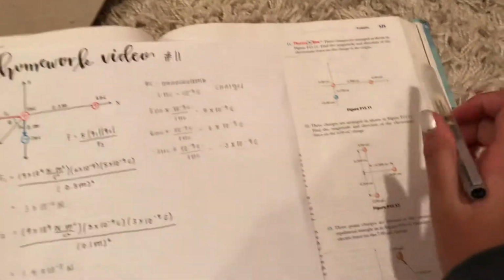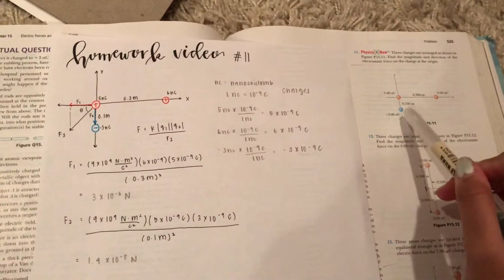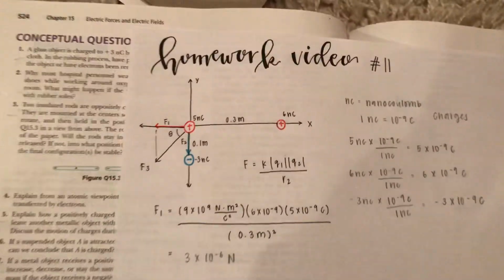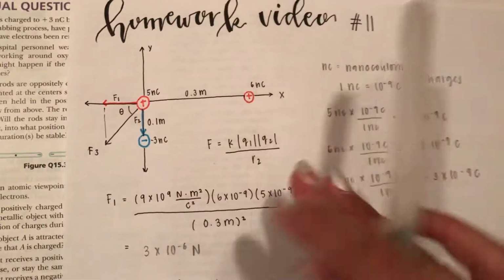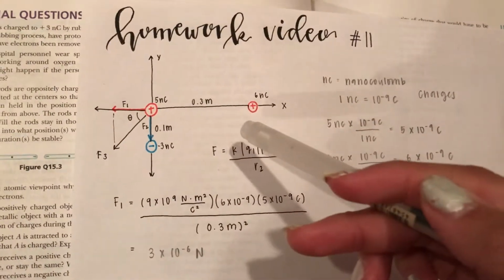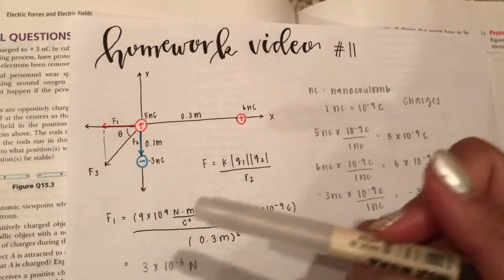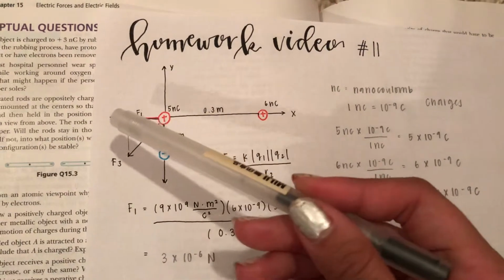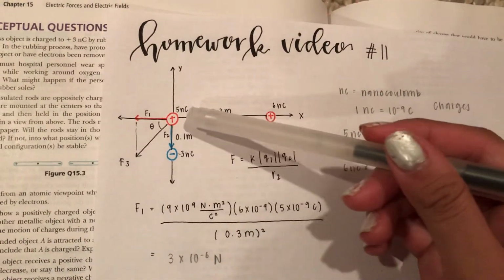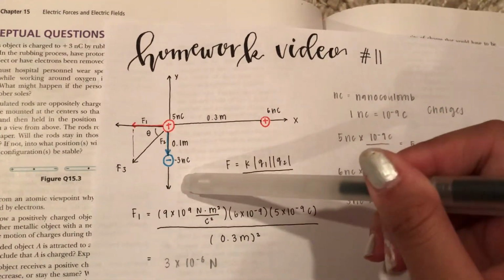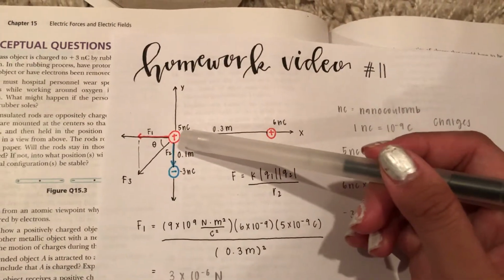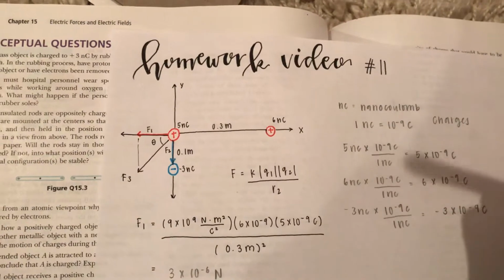So we know that the two red charges are positive and the one blue charge is negative, so I just wrote them here. And since these two charges are positive, and we know that positive charges repel each other, it's going to cause this charge to go in this opposite direction. And since right here we're dealing with a positive charge and a negative charge, and we know that positives and negatives attract each other, it's going to cause this charge at the origin here to go in this direction.